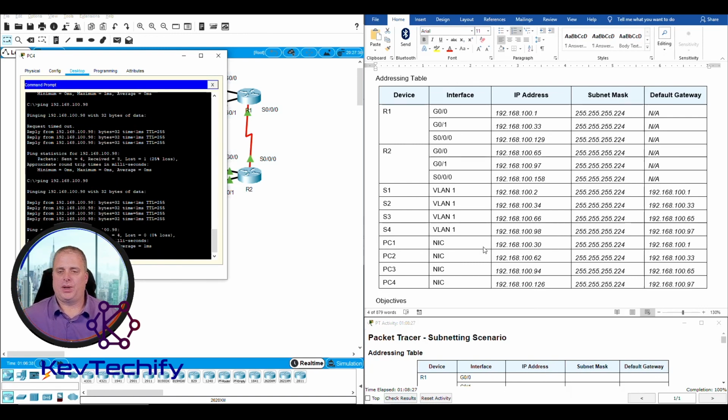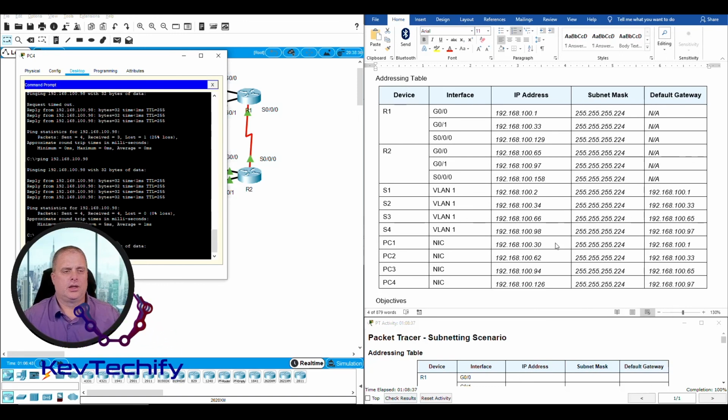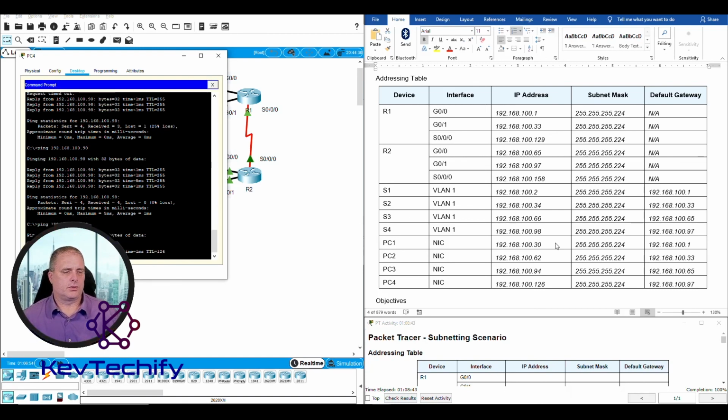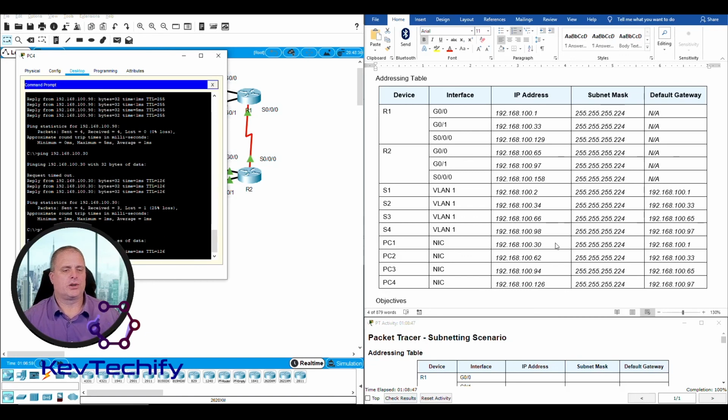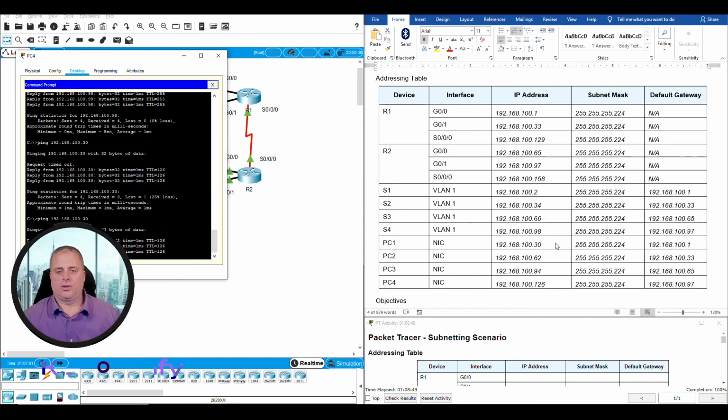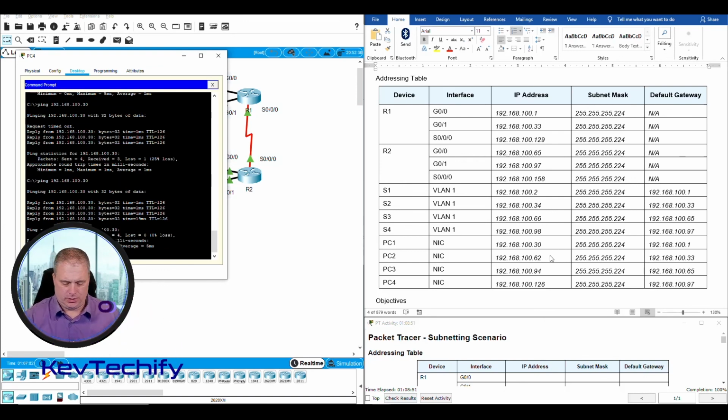Let's go ahead and ping PC1. 192.168.100.30. That was the last usable IP address. We're going to have to do an ARP process here. Maybe request once. Worked all 3. I'm going to repeat it one more time just to make sure all 4 worked. There we go.